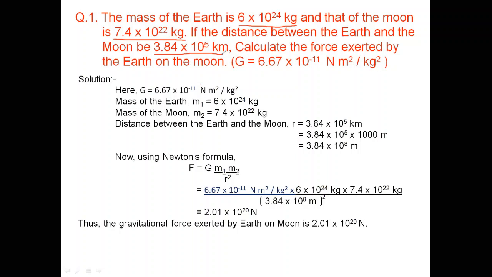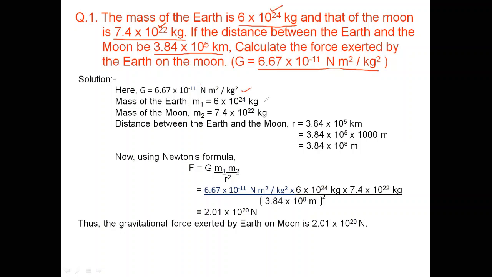Okay, the mass of the earth is 6 × 10^24 kg, the mass of the moon is 7.4 × 10^22 kg, and the distance between them is 3.84 × 10^5 kilometer. Also we know that the gravitational constant is equal to 6.67 × 10^-11 Newton meter square per kg square. Okay, now we'll find the solution. We already know the value of capital G, that is 6.67 × 10^-11 Newton meter square per kg square.